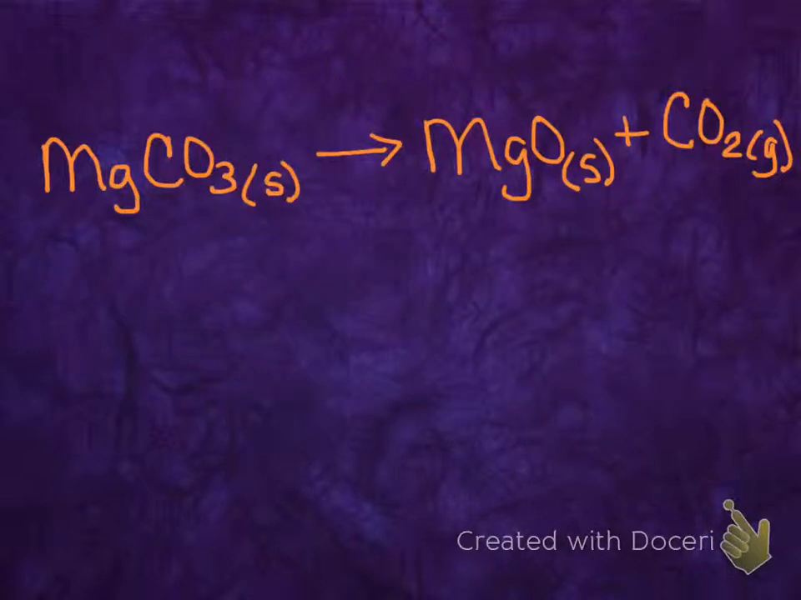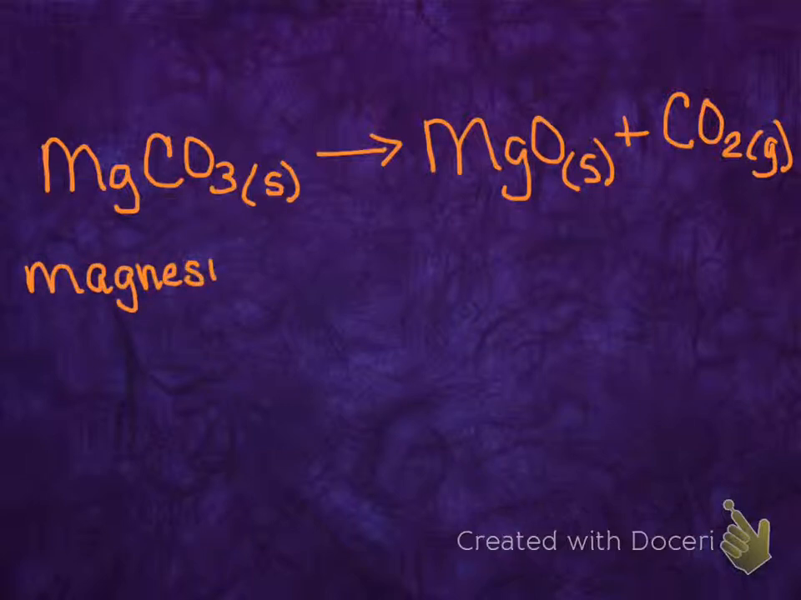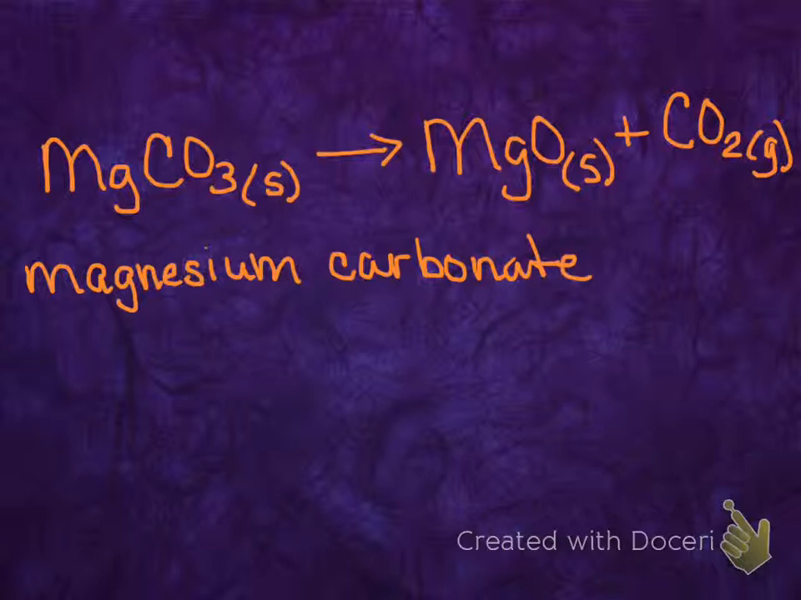Let's try another one. Alright, so here we have some ionic compounds. We're going to have to use our knowledge from the last unit to name these. So we've got MgCO3. Mg we know is magnesium. CO3, if you look at your polyatomic ion chart, that's carbonate. So magnesium carbonate. And the S tells us it's solid. And then notice that it's not reacting with anything right now. This is the only reactant.